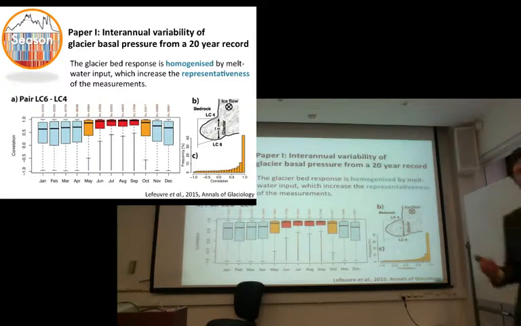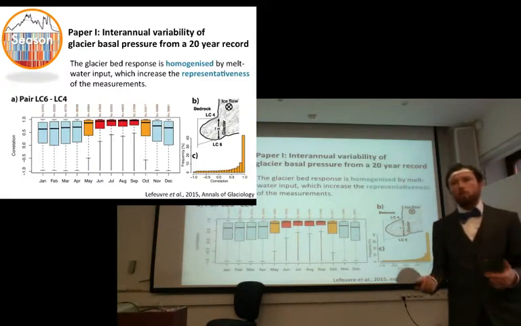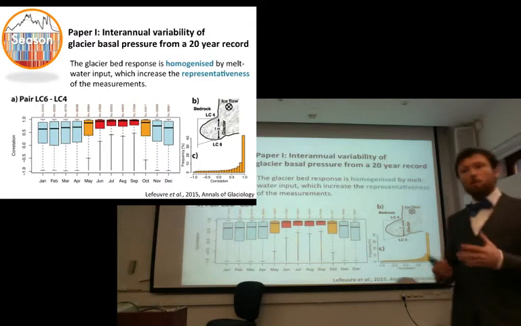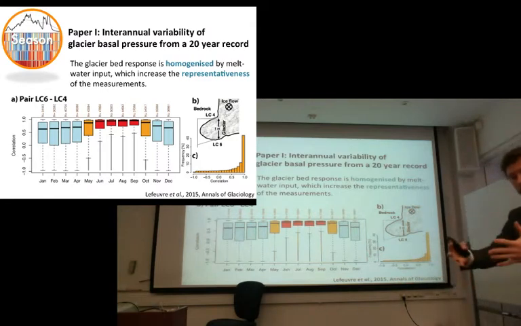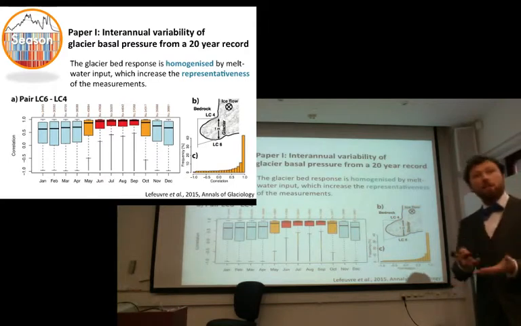So then it was like, okay, this is what we talked about. They are a meter apart, so that's what we should see. But there's still a lot of variability. This is quite strange, they're just a meter apart. So one of the things we concluded is that the subglacial system is highly heterogeneous at the bed, even on a very, very small scale.